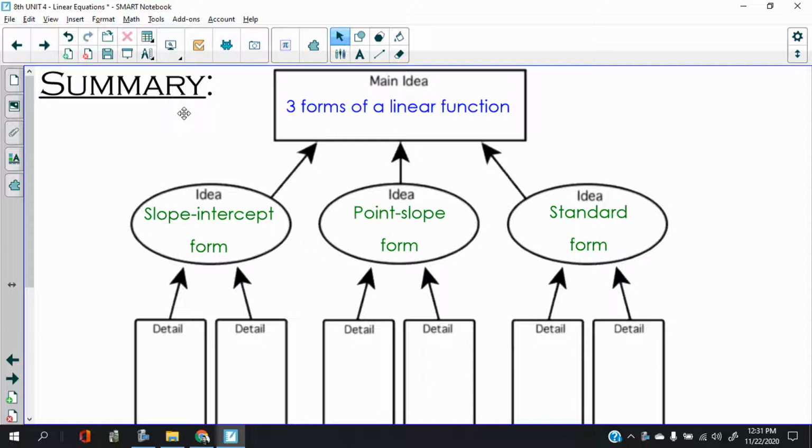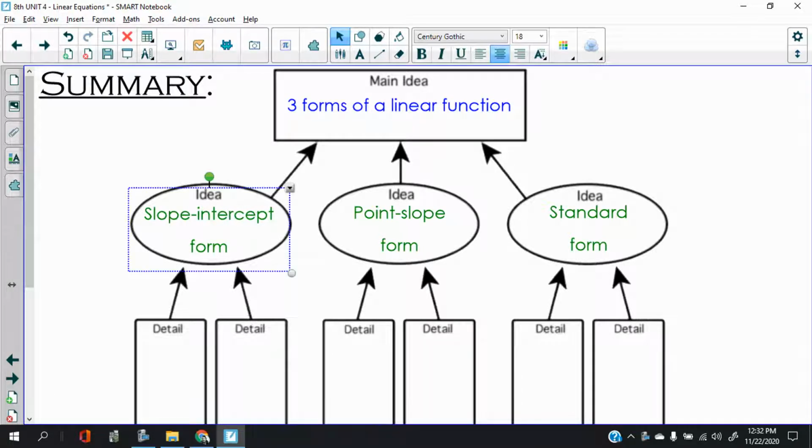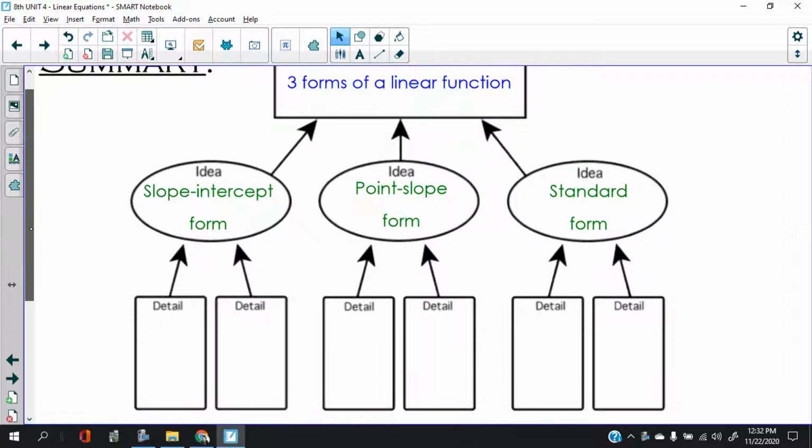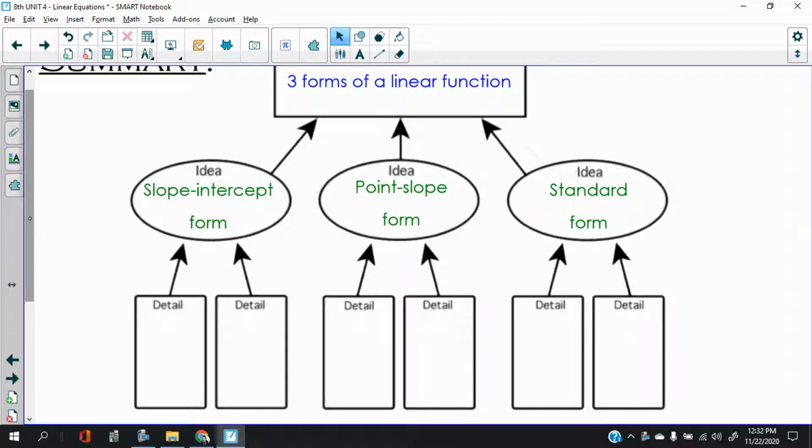Here we have a graphic organizer which you can find in your Google Classroom. I want to take a few moments to talk about it. On the top, I would like you to write down three forms of a linear function: the slope-intercept form, the point-slope form, and the standard form. If you want to press pause just to write that, do that right now, because otherwise I'm just going to keep going. Okay, let's move on then.